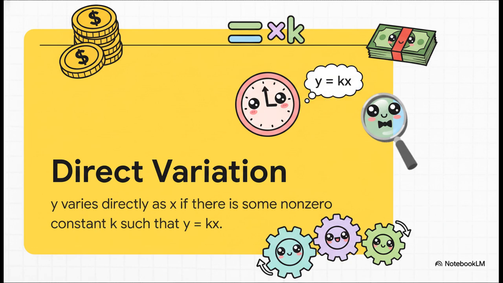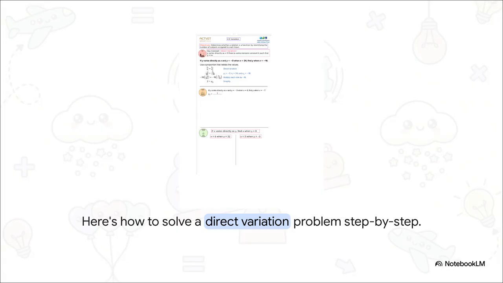It's kind of like an hourly wage. Your pay, Y, varies directly with the hours you work, X, and your hourly rate, that's the constant, K. All right, let's see how this actually works.